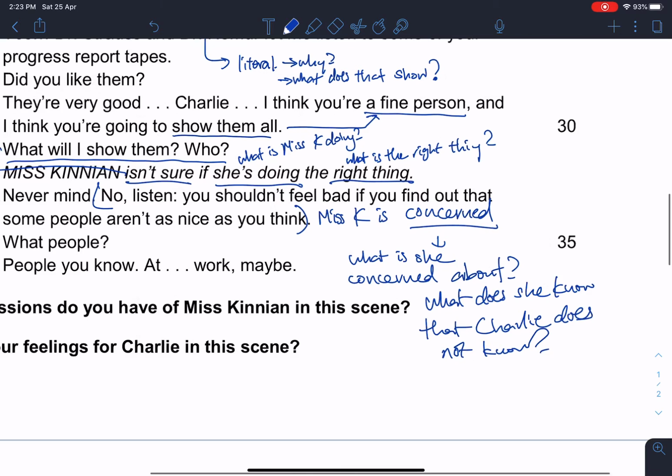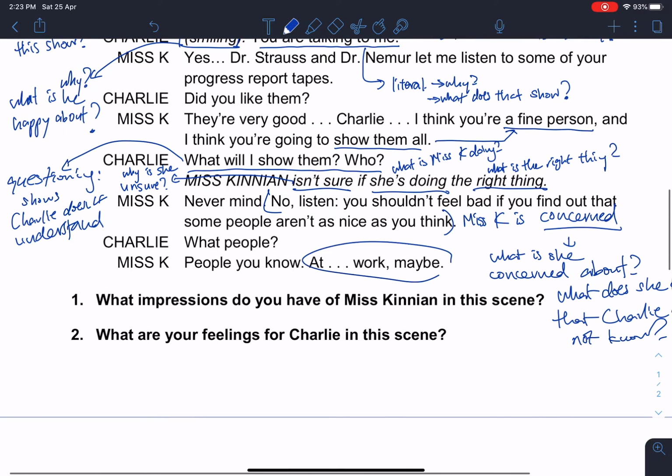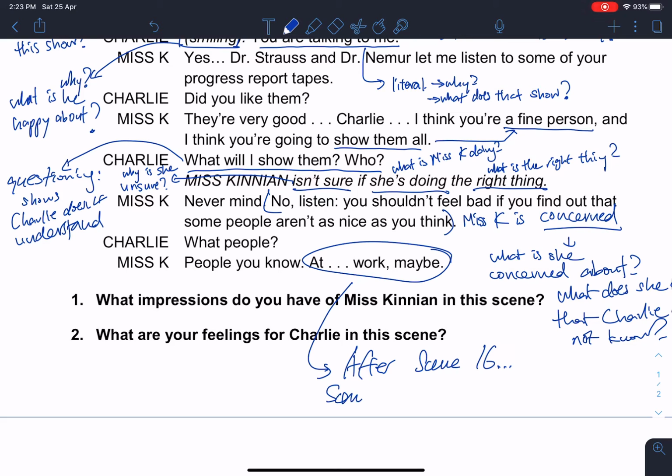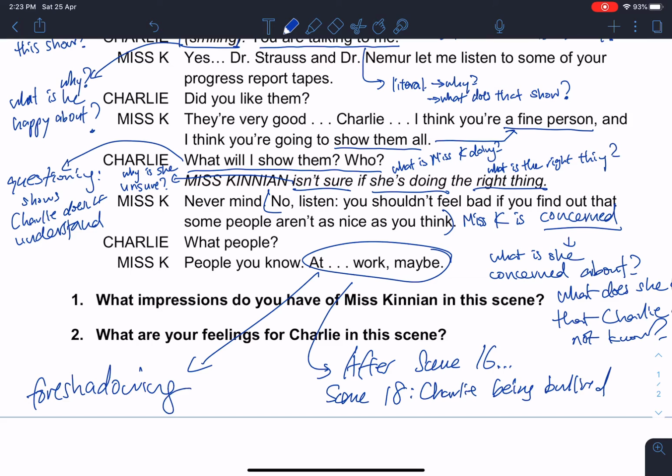Okay. And of course, she says that people at work. If you see that after scene 16, okay, this is something a bit more advanced. Okay, in scene 18 we see Charlie being bullied, right? So what is this called? This thing is called foreshadowing, where it is hinting at what is to come. Okay, this is just something interesting for you to learn about.